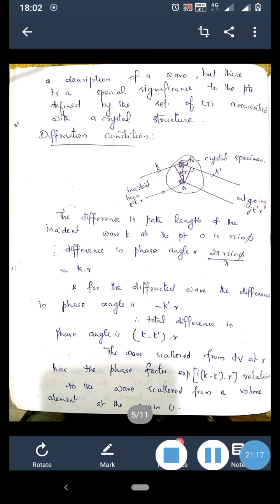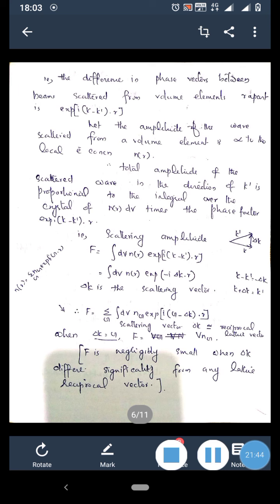So the wave scattered from dV at a distance r from the origin has a phase factor exponential i(k minus k') dot r, related to the wave scattered from a volume element at the origin. That is the difference of phase angle between the wave scattered from the origin and that scattered from the specified volume V of the crystal. The phase differences between beams scattered from various elements are apart.